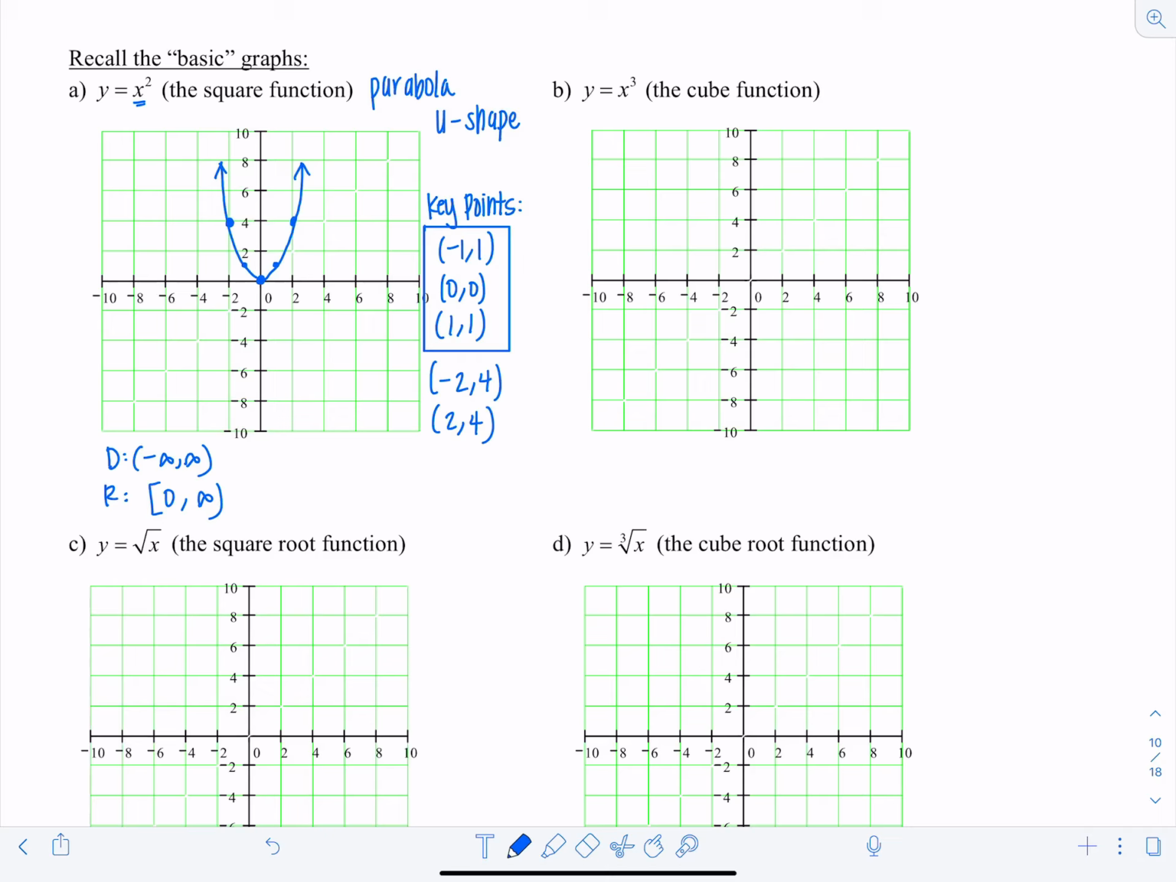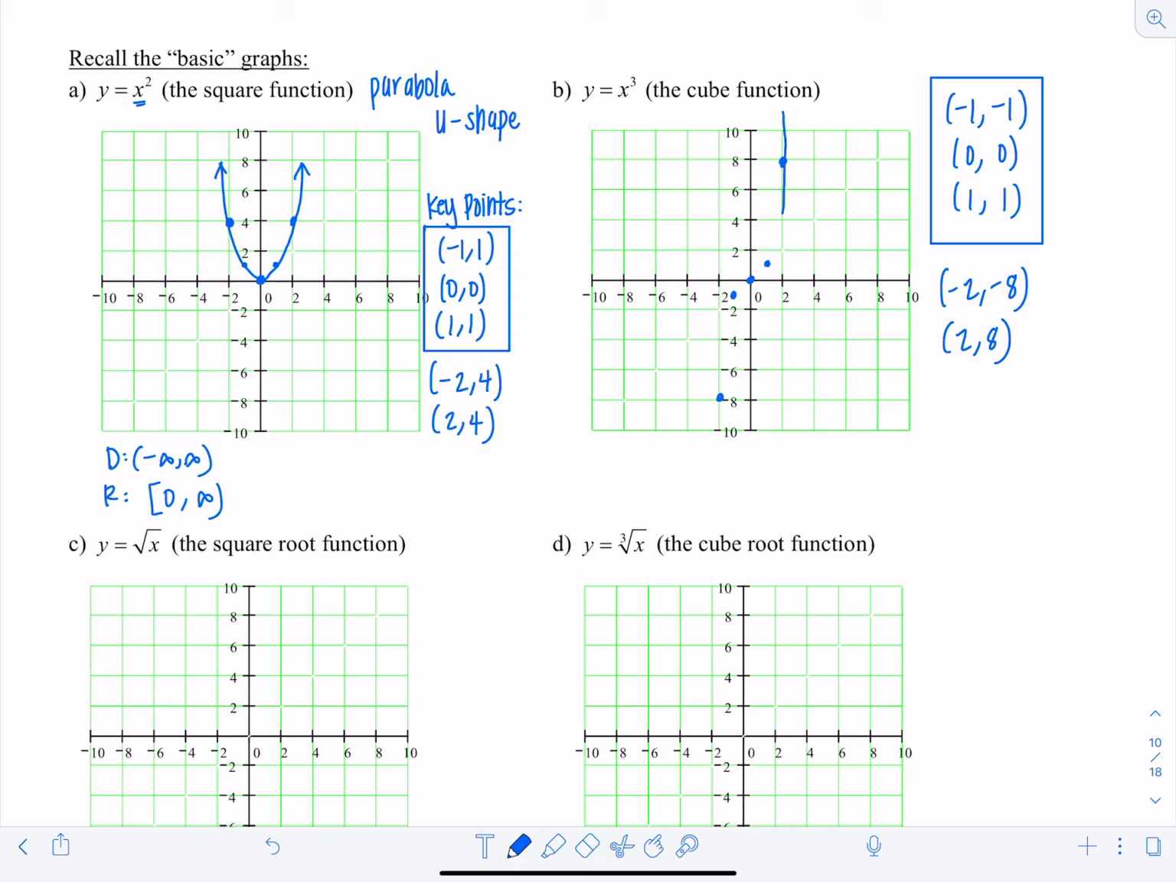Good. Next is y equals x cubed, the cube function. Okay, key points, just plugging in for x, negative 1, 0, and 1, you get back negative 1, 0, and 1. So these are the key points that we're going to use. And then if you want a few more just to help you understand what the shape is, you could plug in negative 2, you get negative 8, and positive 2, positive 8. So what's it looking like? 2, 8 is like this, negative 1, negative 1, negative 2, negative 8. Okay, so here's your x cubed function.